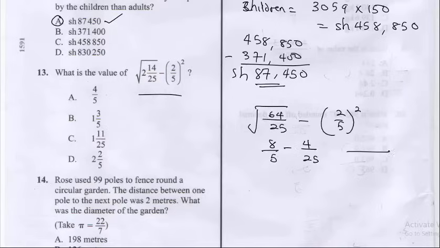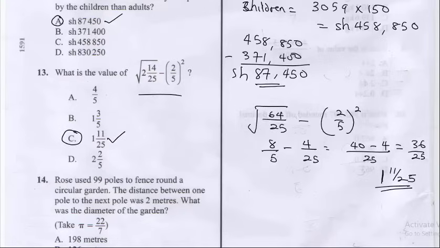So we take our LCM. This will be 25. 25 into 5, it's 5. 5 times 8 is going to give us 40. This will be minus 4. Now this is going to give us 36 over 25. Now when you change it to a proper fraction, this is going to be one whole number, remainder 11 over 25. Final answer. So the correct answer here, it's C.